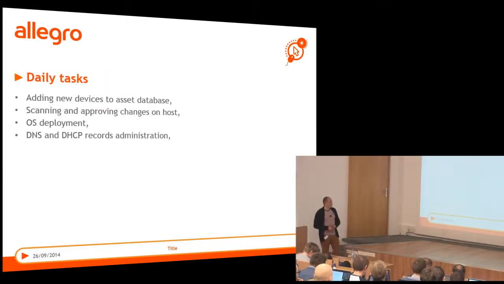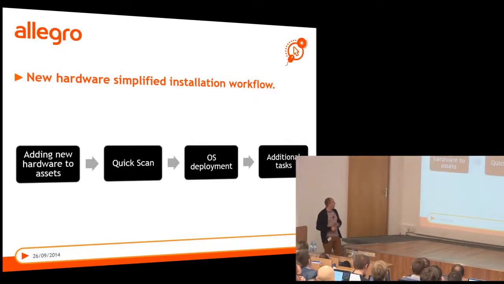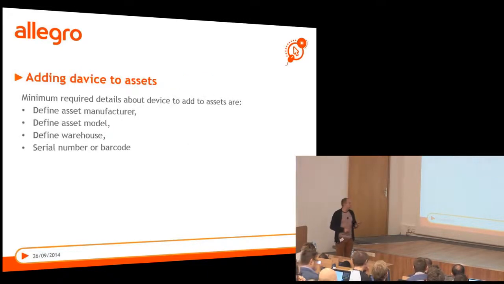What are the daily tasks? Basically, I will start with the first task. The first task is adding a device to RAF, because we have bought a new server and we have to do something with it. So our guys in the DC start by adding the device. Basically, the whole process looks like this. First of all, we add the hardware to the asset database, and then we make a quick scan, and after that we can deploy the OS and also do additional tasks.